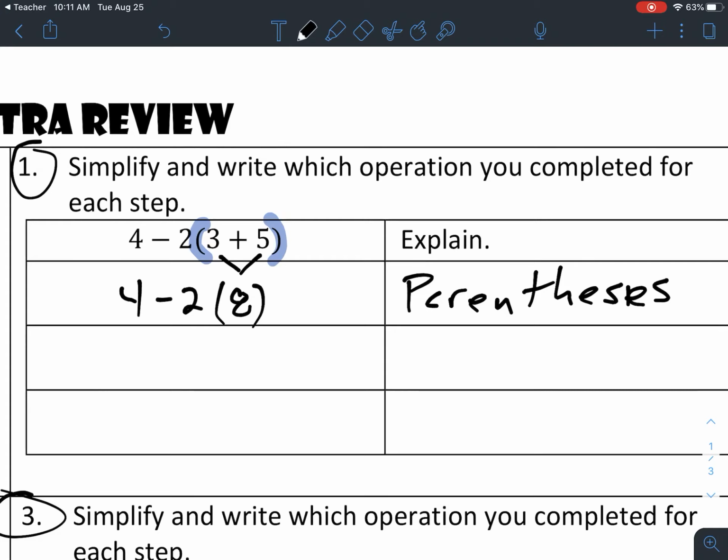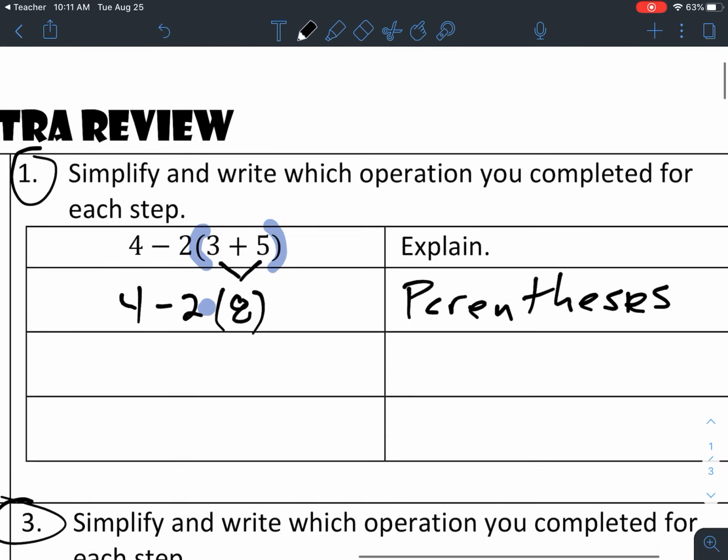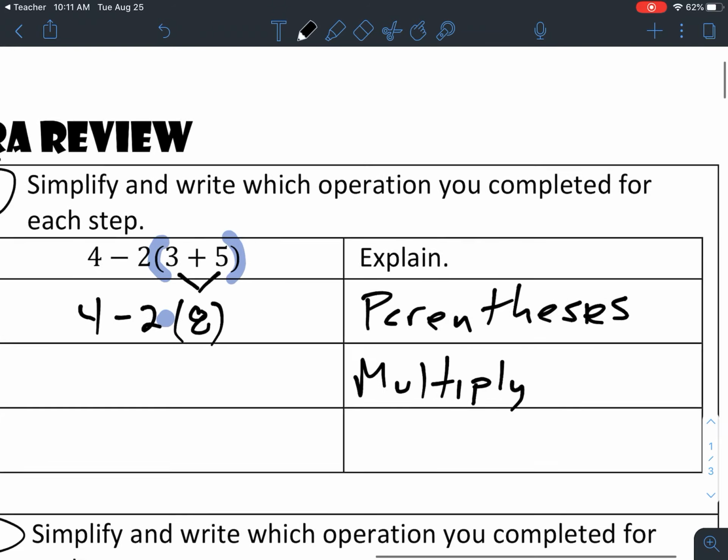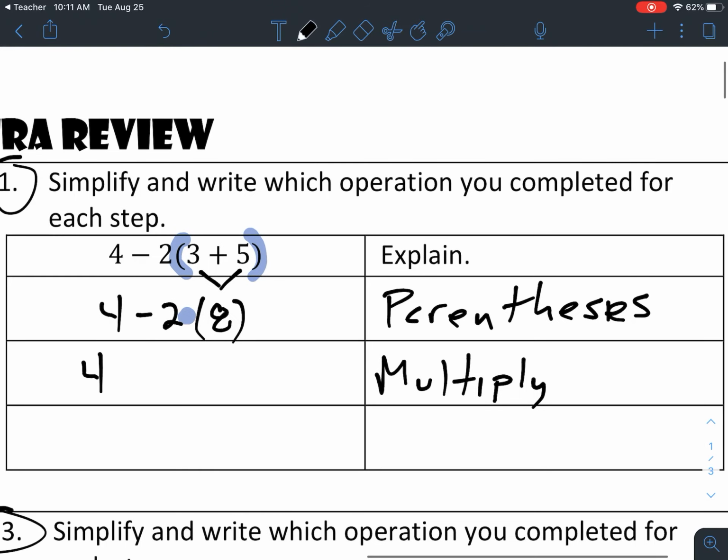Our next step is, because it's 2 and then a parenthesis 8, even though there's still parentheses, it's not doing anything inside those parentheses. So all we do, 2 and then a number like that, is essentially written as pretending like I am multiplying right here. So that's what the blue dot's for, multiplying. So our next step would be multiplication. So multiply. And then we already know 4 is going to stay the same.